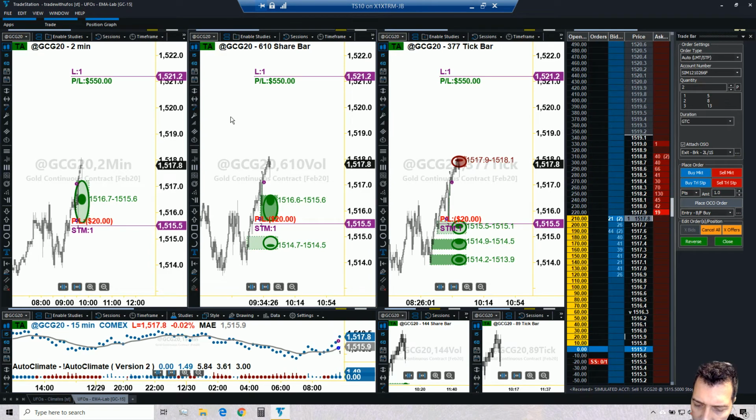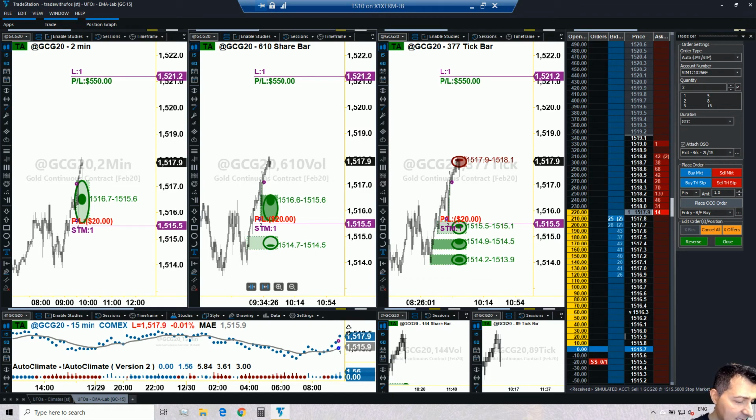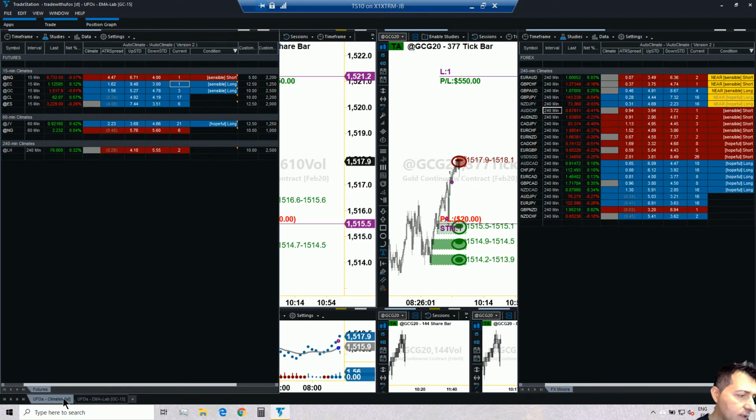Probably filled. Sometimes letting it run is the best management. Yeah, sometimes it depends on the climate, right? So right now we got a climate of 3 out of 584, so we still have room for this movement to develop, at least based on probabilities. So we will see what happens. Okay, cool. Anyway, so let's continue.